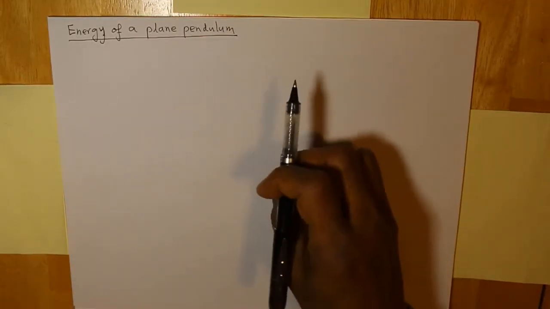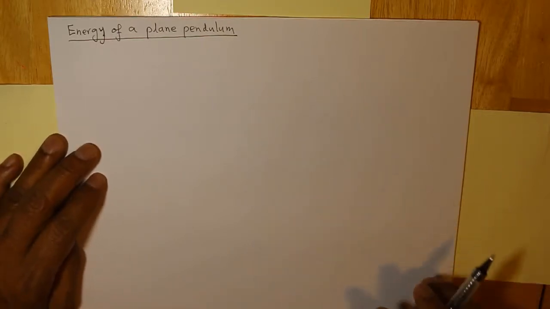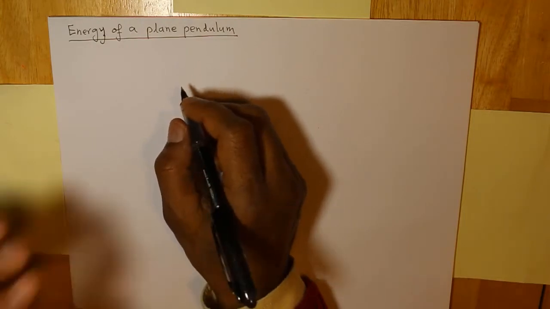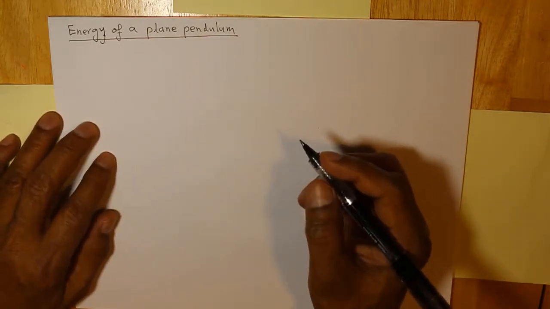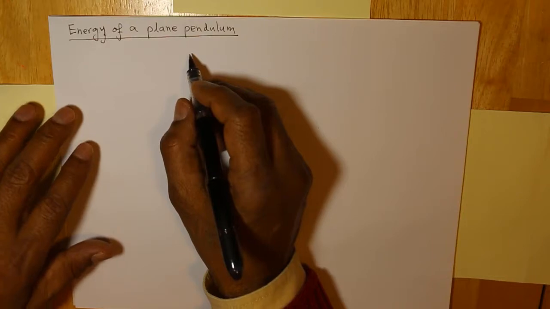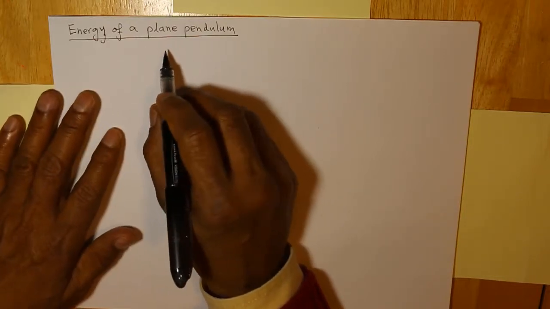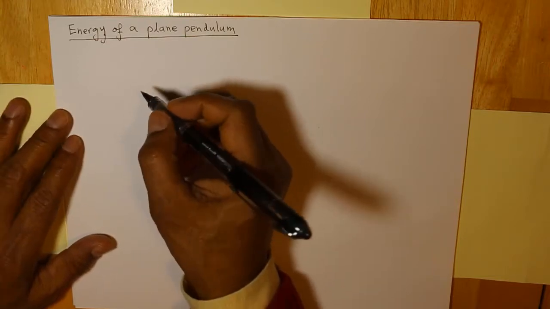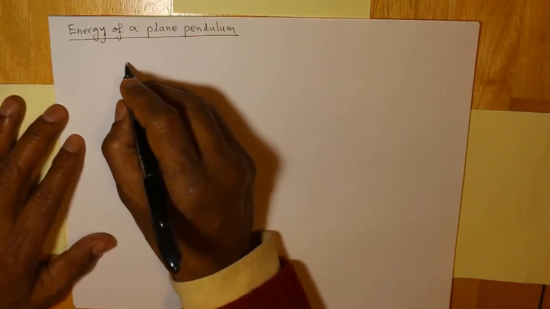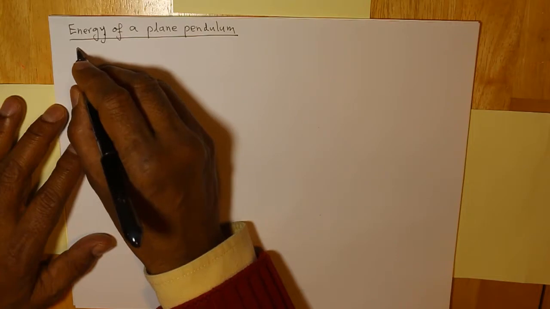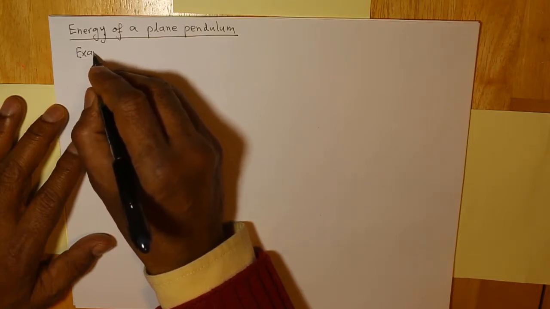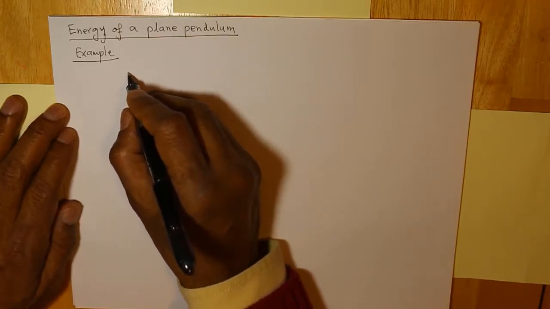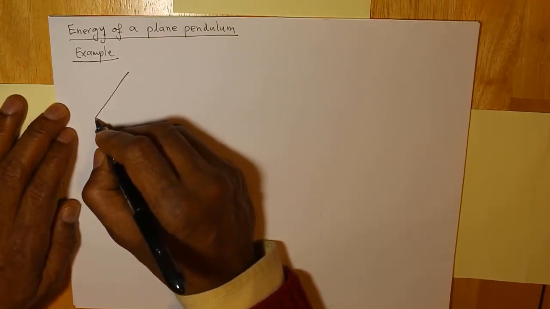Okay, now we talk about an example problem. Say you have a plain pendulum and we want to work out energy at different points and maybe the speed at different points when it's in motion. So I'm going to work this out as a numerical example. Okay, so I'm going to set up the problem so that things are easy to work out.